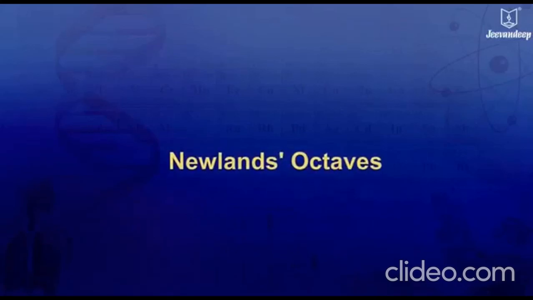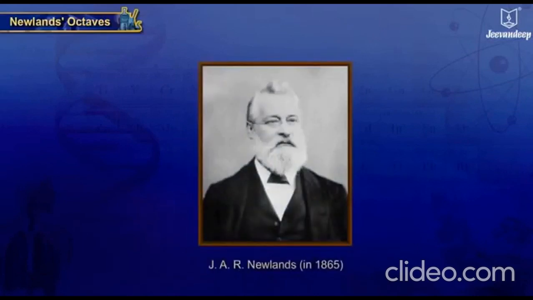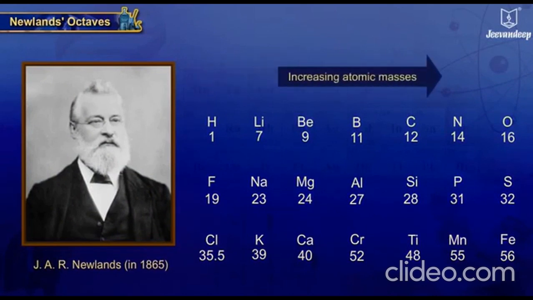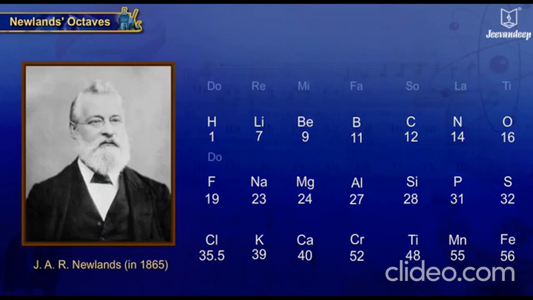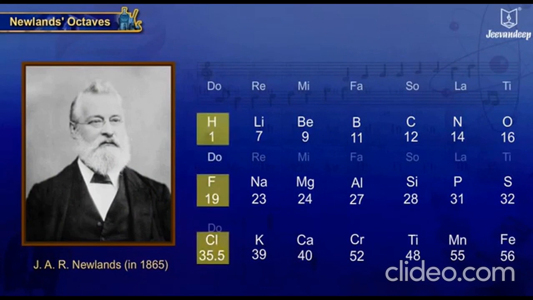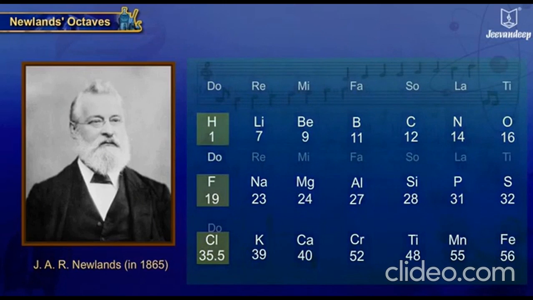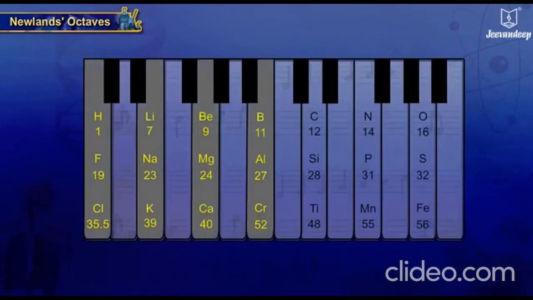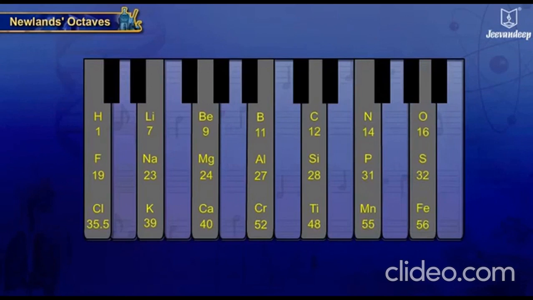it. Newland's octaves. Newland, a British chemist, arranged all the known 56 elements in increasing order of their atomic masses and found that every 8th element had properties similar to that of the first, as in case of the octaves of music. Hence, this classification was known as Newland's octaves.